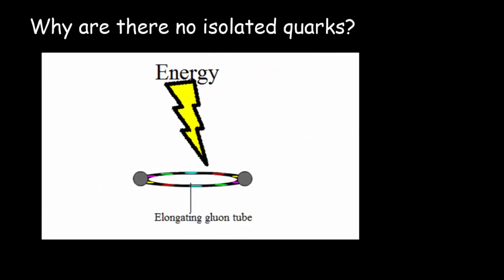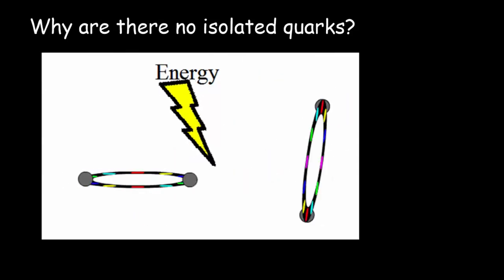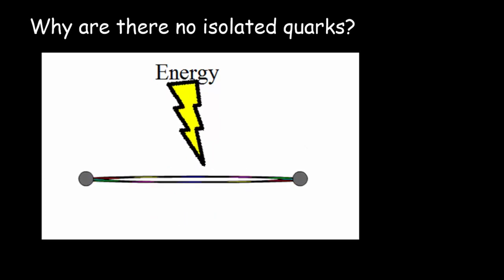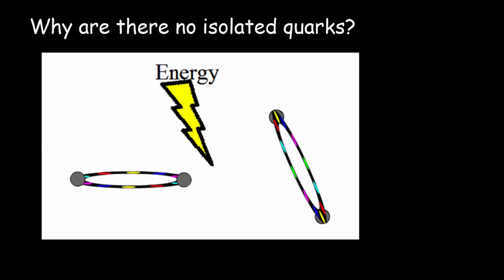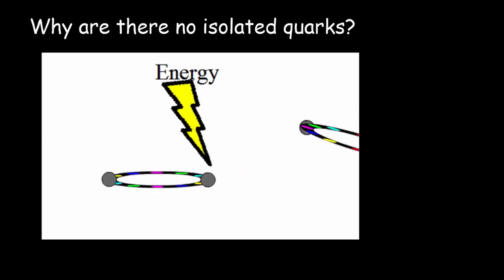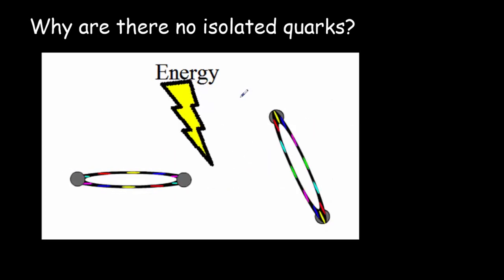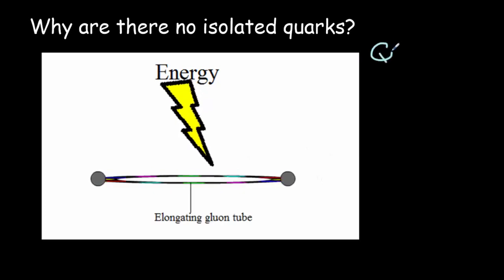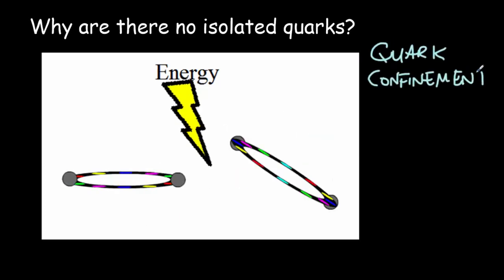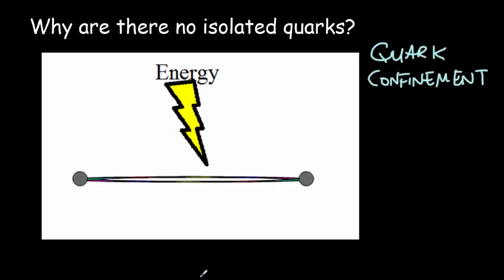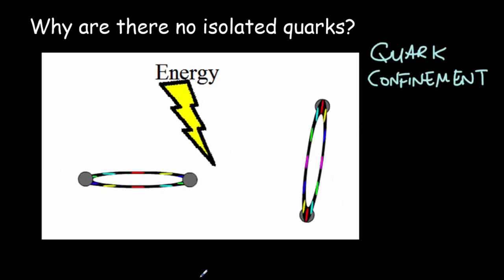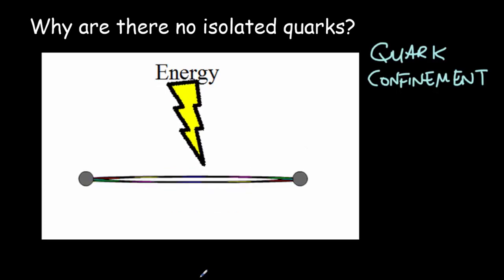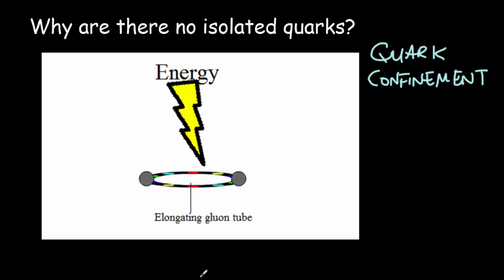I said earlier that nobody's actually seen an isolated quark. Nobody's ever observed a quark. Well, there should be some physical reason as to why you can't get an isolated quark. And the name of that reason is called quark confinement. And it's based on this idea. If you've got, say, a meson with a quark and an antiquark, and you try to separate the two, the bond between them actually gets stronger.